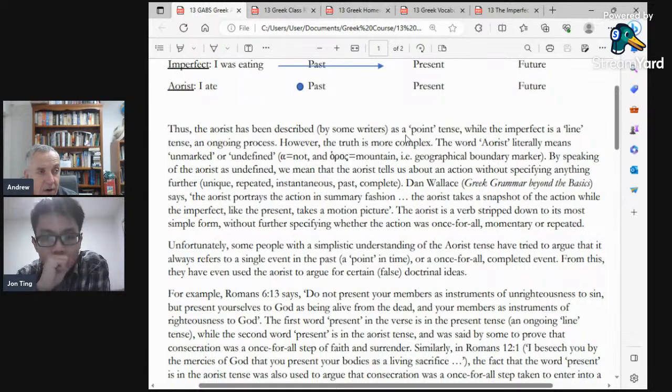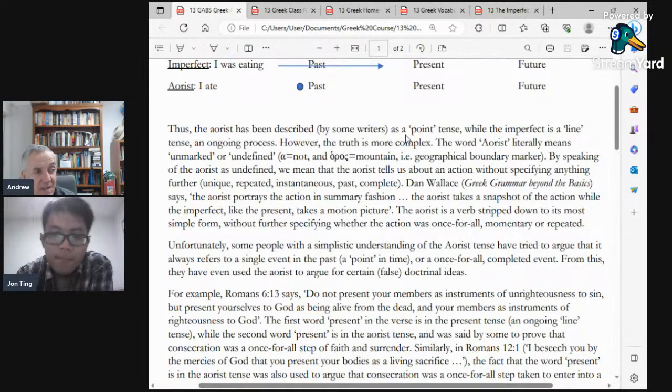Here is Dan Wallace in Greek Grammar Beyond the Basics. He says, the aorist portrays the action in summary fashion. The aorist takes a snapshot of the action, while the imperfect, like the present, takes a motion picture. The aorist is a verb stripped down to its most simple form. Well, not in its form, but in its meaning, without further specifying whether the action was once for all, momentary, or repeated.